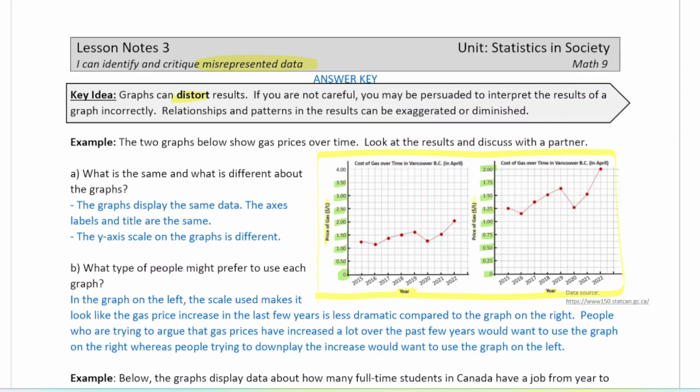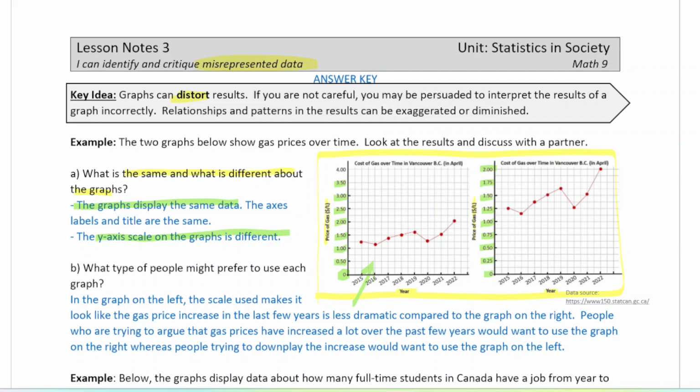So it says, what is the same about the graphs and what is different? The graphs display the same data, but the y-axis scale is different. And what type of people might prefer to use each graph? If we look at the graph on the left, if you were trying to convince people that prices have not increased by that much, you might choose this graph, because the difference doesn't look that drastic when you scale it that way.